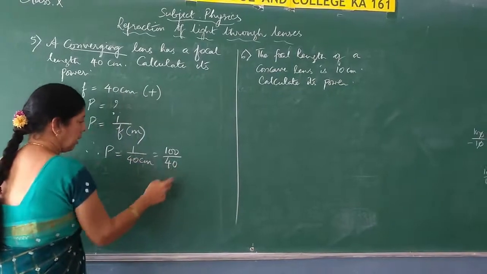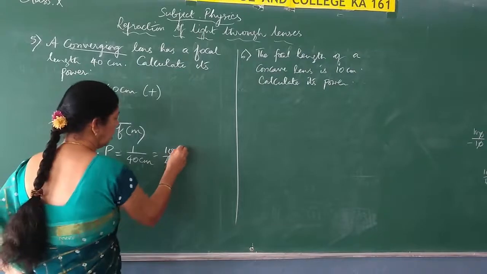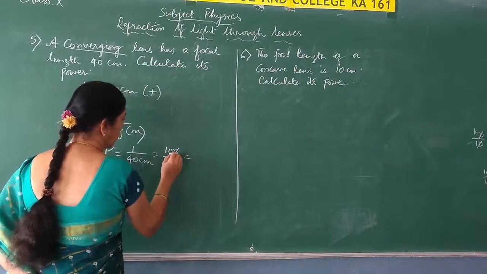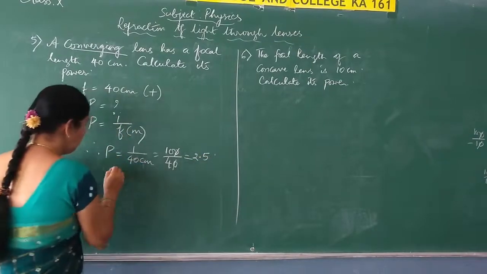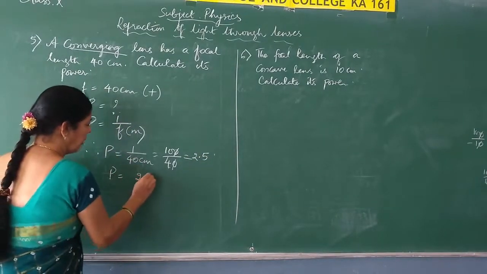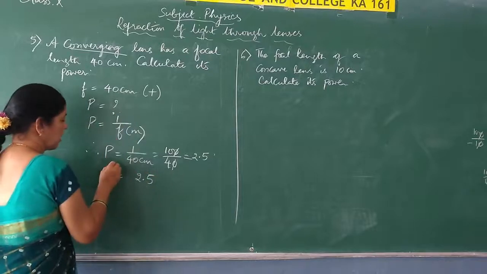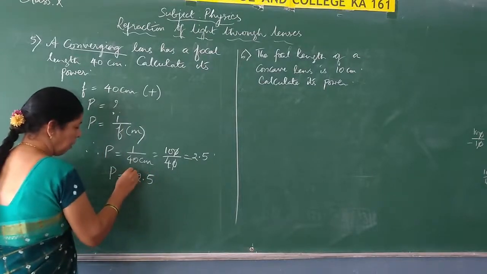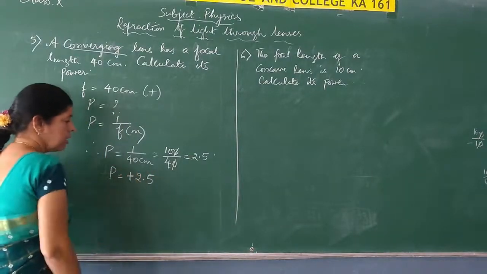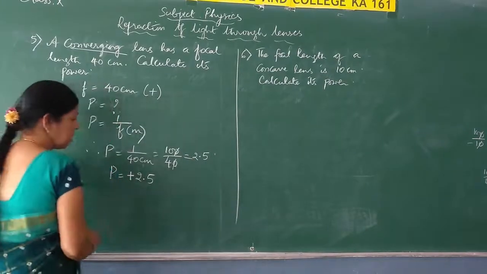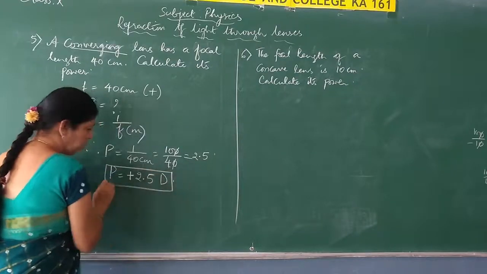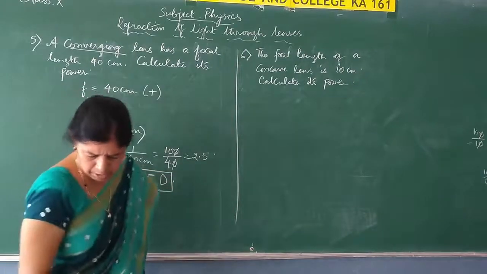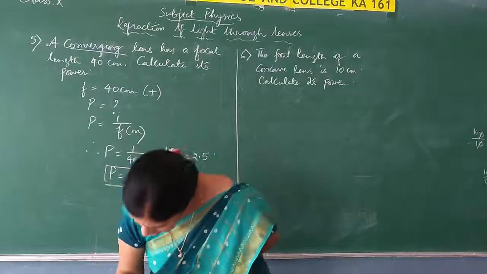100 by 40, if you take it in meters. So, how much you will get? 10 by 4 will be equal to 2.5. P is equal to 2.5 and it is a convex lens or a converging lens, and we know that the power of a converging lens is positive. For convex lens it is positive, and P is equal to plus 2.5 dioptre. Okay. So this will be the solution.